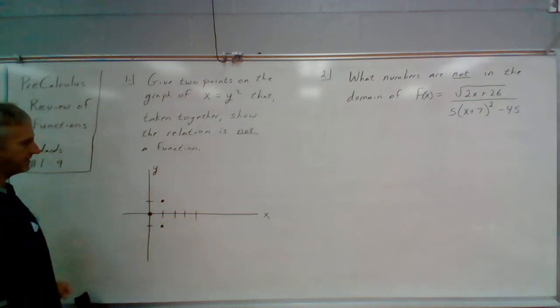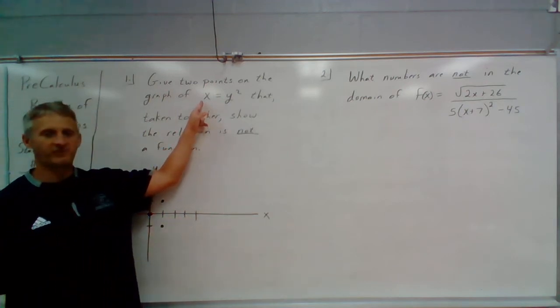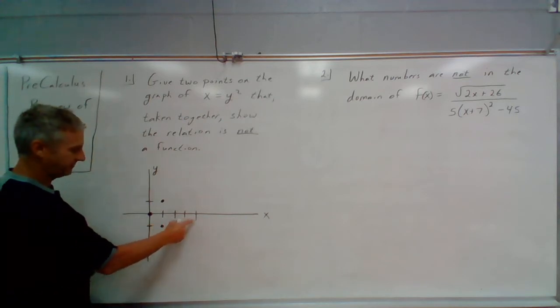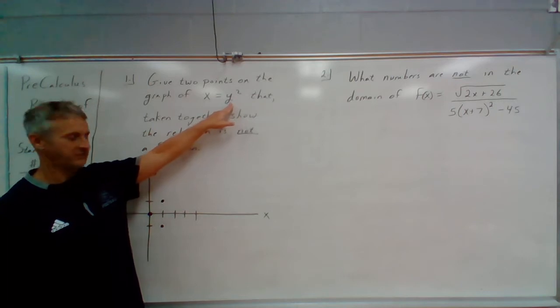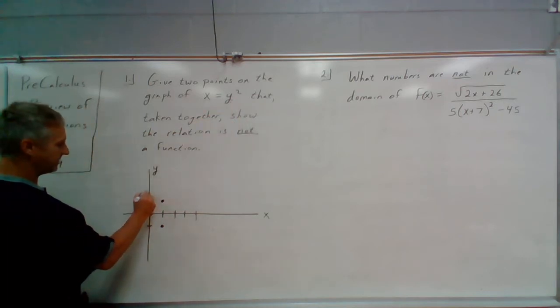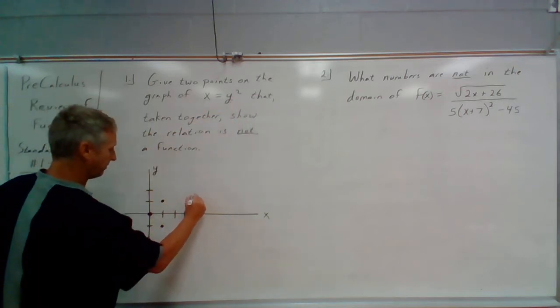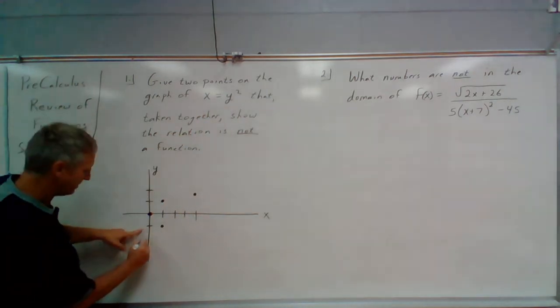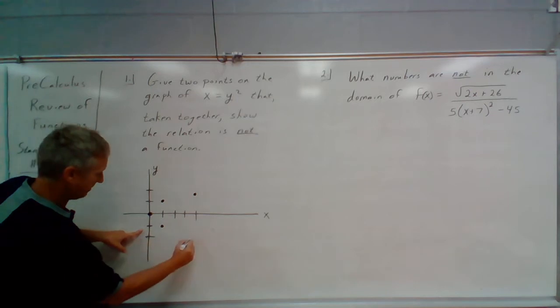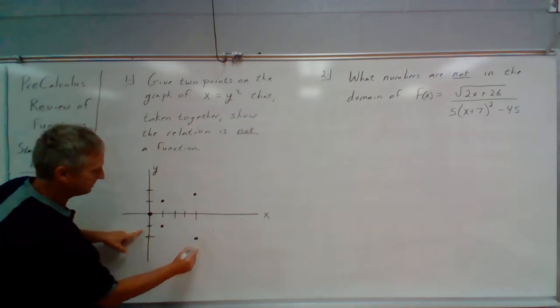What if I plugged in maybe a 4 for my x? So 1, 2, 3, 4. So if I plug in 4 for x, what does y have to be? Well, y could be 2, because 2 squared is 4. Or y could be negative 2, because negative 2 squared is 4.